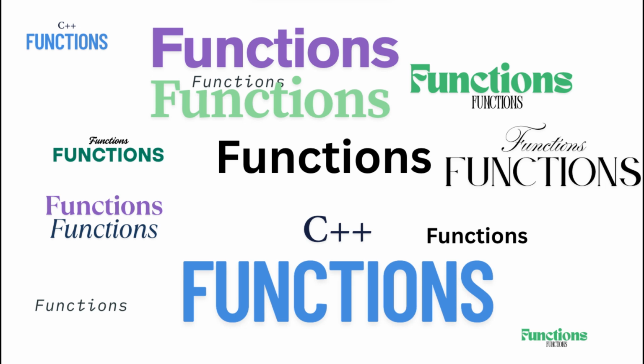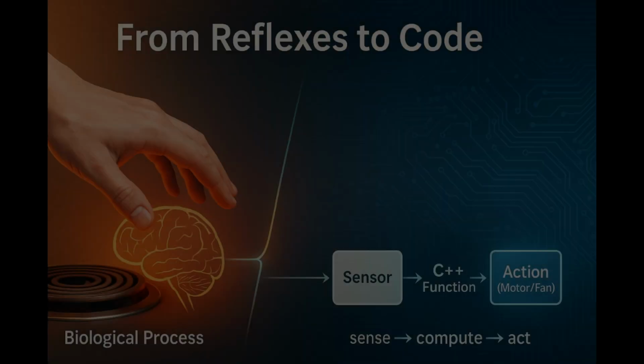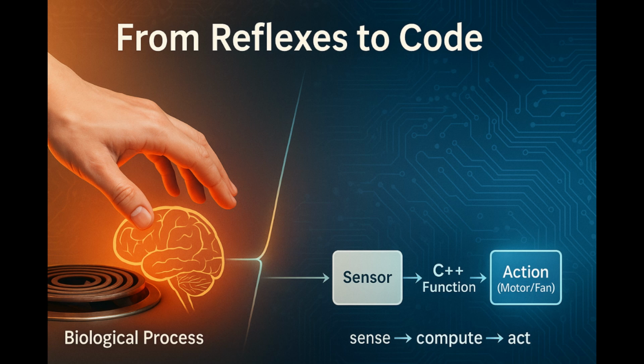In the last video, we laid out the vision: how to build real-world systems that think, sense, and act. Today, we take the first real step, not with AI or fancy libraries, but with something deceptively simple. It's the function. Because when a machine needs to make a decision or perform an action, this is actually what it runs.